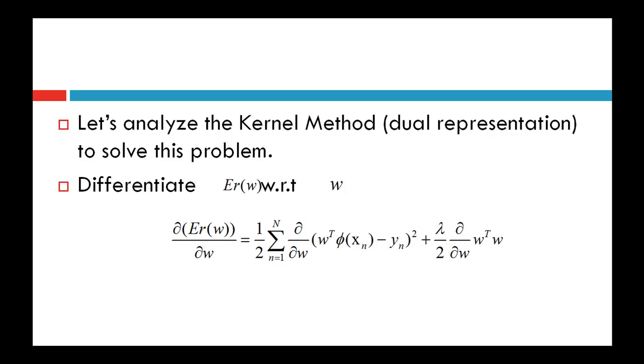It is just half of the sum over all n, sum over all training instances, del over del w of (w transpose phi xn minus yn) squared, plus lambda over 2 times del over del w of w transpose w.